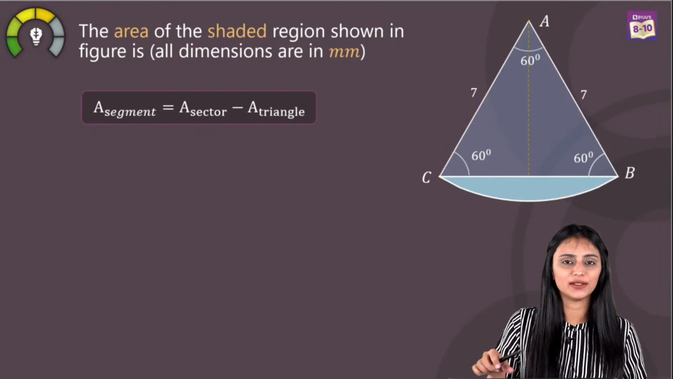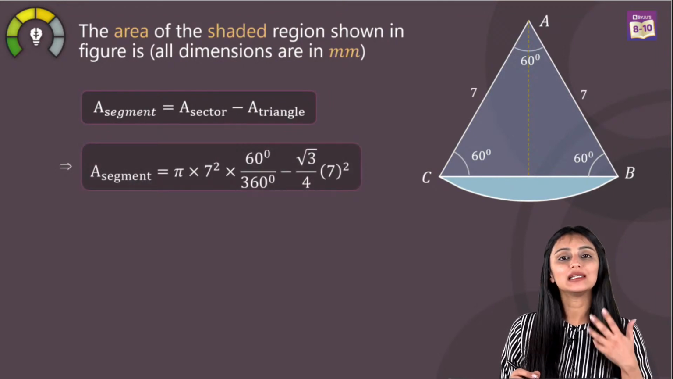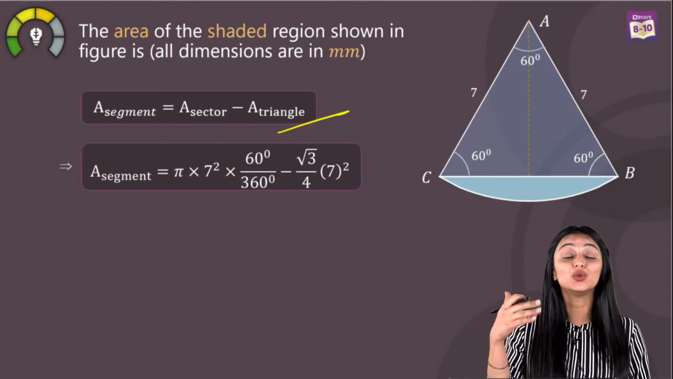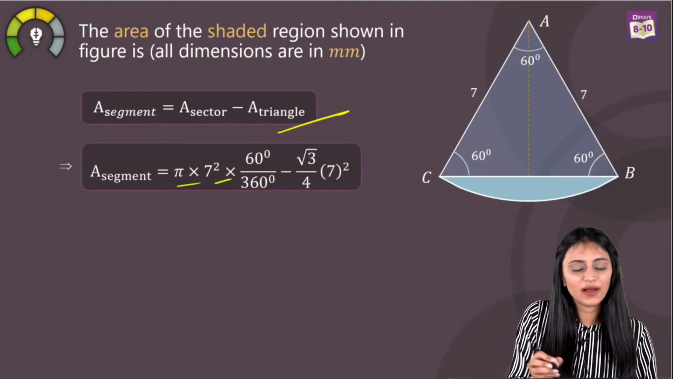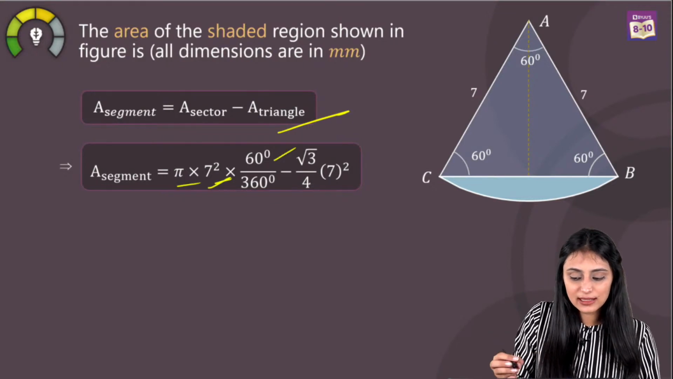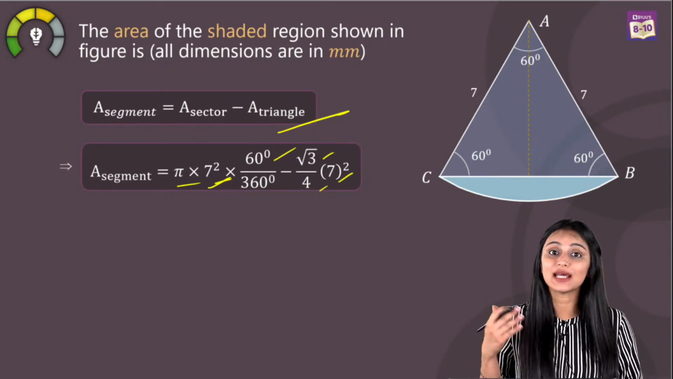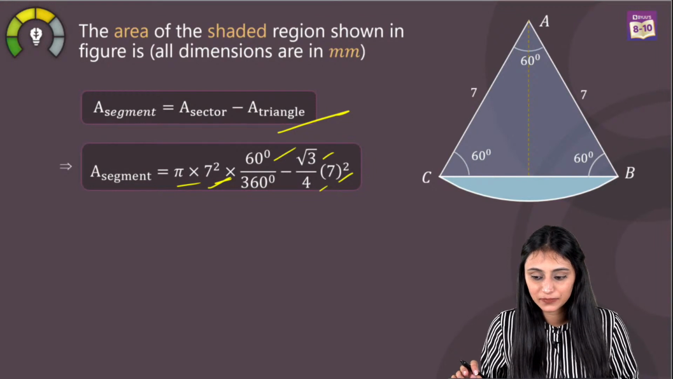So what is area of sector? We all know the formulas, right? That's basically theta by 360 into pi r square, and area of triangle, it's an equilateral triangle, which is root 3 by 4 into side square. Let's put the values here. Radius is 7, theta is 60 degrees since it is equilateral, right? And root 3 by 4 side square, side over here is 7, right?